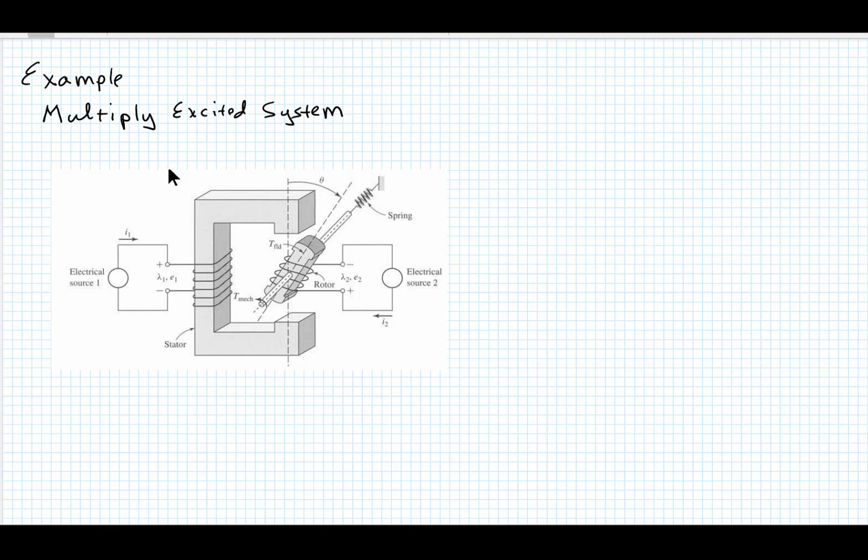chapter four. And here's a machine with two windings. I have a winding on the rotor right here, and I have a winding on the stator. So the stator looks like our typical magnetic core, and then I've got this rotor moving here. Now, this particular example is just going to move in a direction, but notice it's connected to a spring. So it's not going to be moving all the way around continuously. It's just going to move this way, move that way.